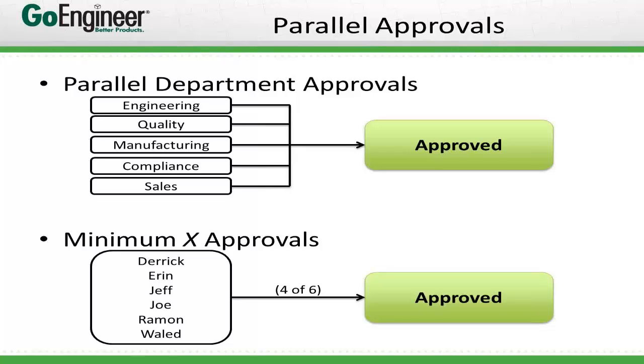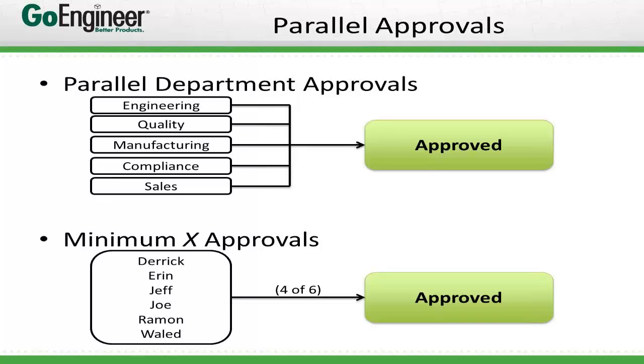In the second scenario, I've got a group of approvers, and I just need at least 4 of them. Doesn't matter which 4 necessarily, but I need at least 4 out of my potential 6 approvers. So I need a minimum X number of votes in order for the given file to be approved. Of course, there could even be hybrids between the two models, whereby I need 3 users from engineering and 1 user from quality and manufacturing and compliance, et cetera. We'll take a look at one of those examples later in the session as well.